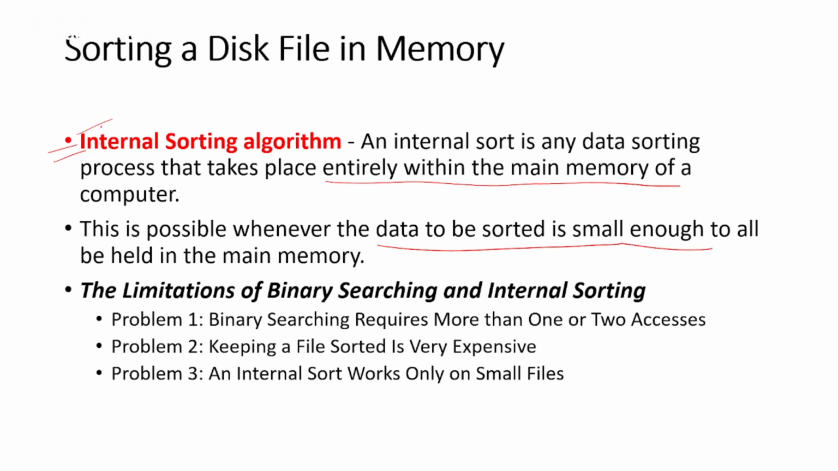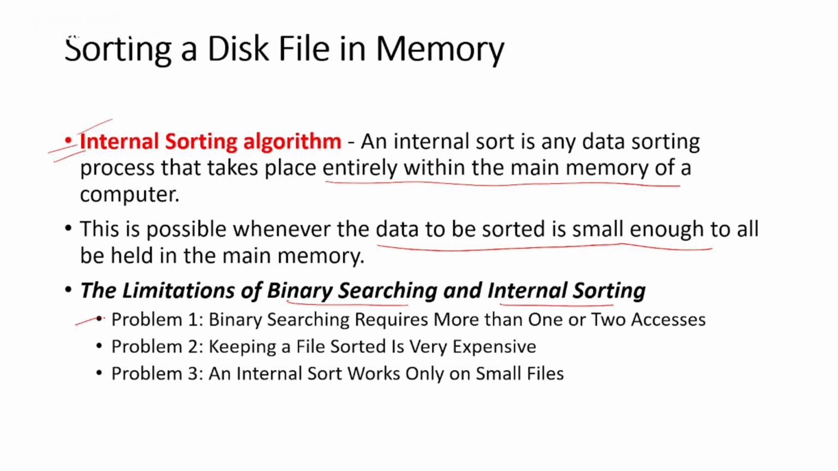If the data is bigger than that and you are using external memory to store the data, then internal sorting is not possible. In that case, for binary searching, you need to follow some other sorting techniques like bubble sort or something else, because in binary search you need to have a sorted list in the beginning, right? So the limitations of binary searching and internal sorting, both we are going to consider now.